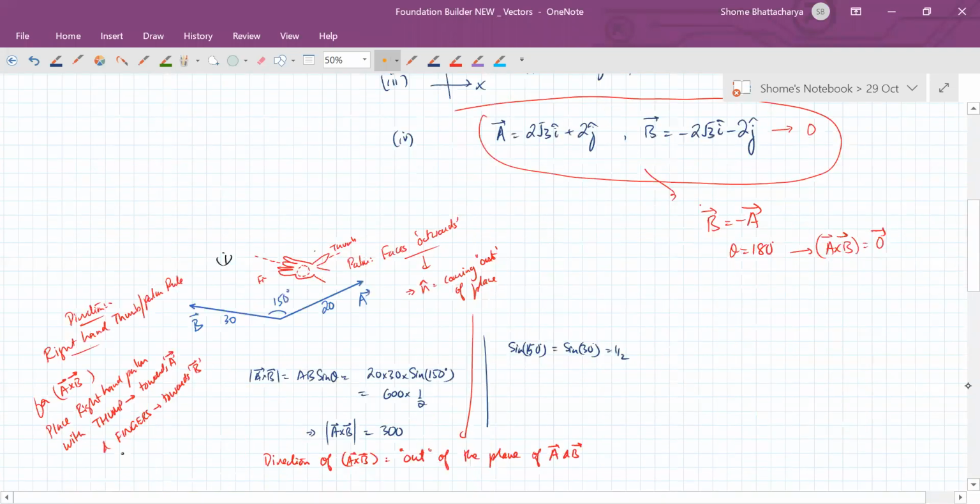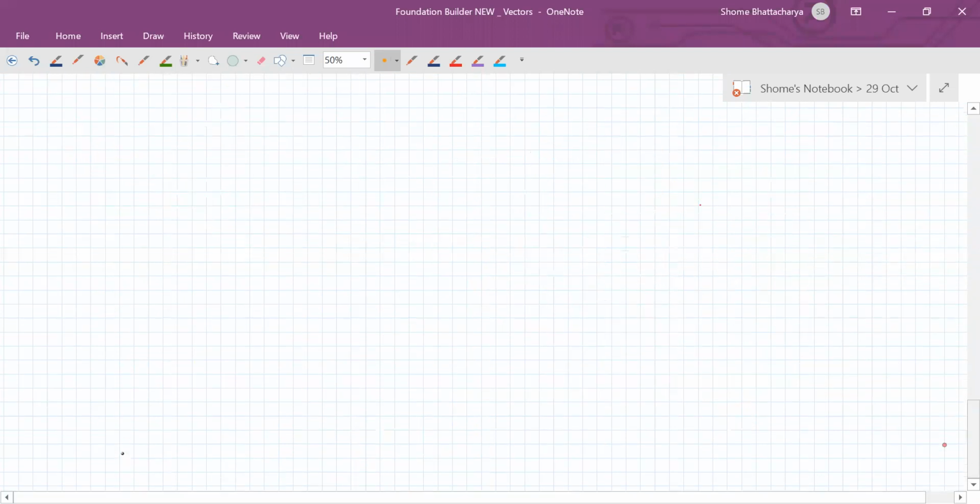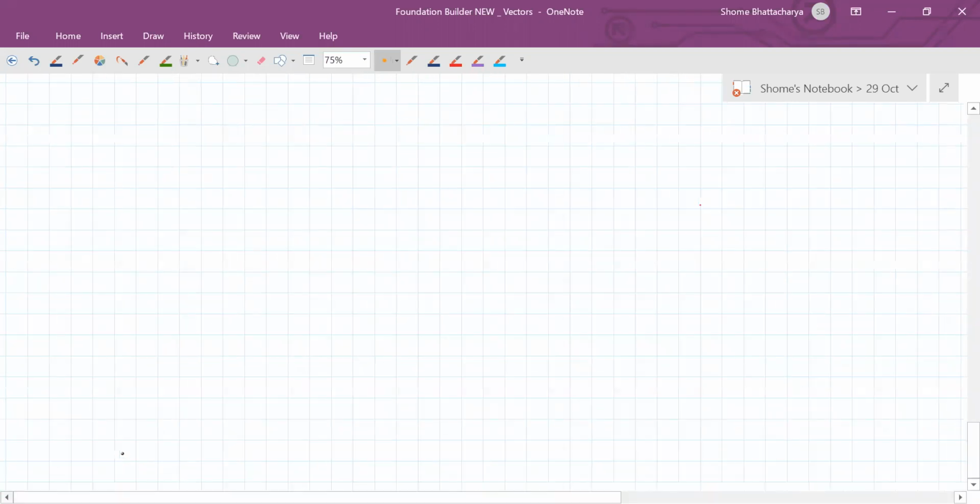So with this you can calculate the cross product between vectors when you know the angle between two vectors and you know their magnitudes. Now next up we will see how to calculate the cross product for three-dimensional vectors. So, cross product in component form.